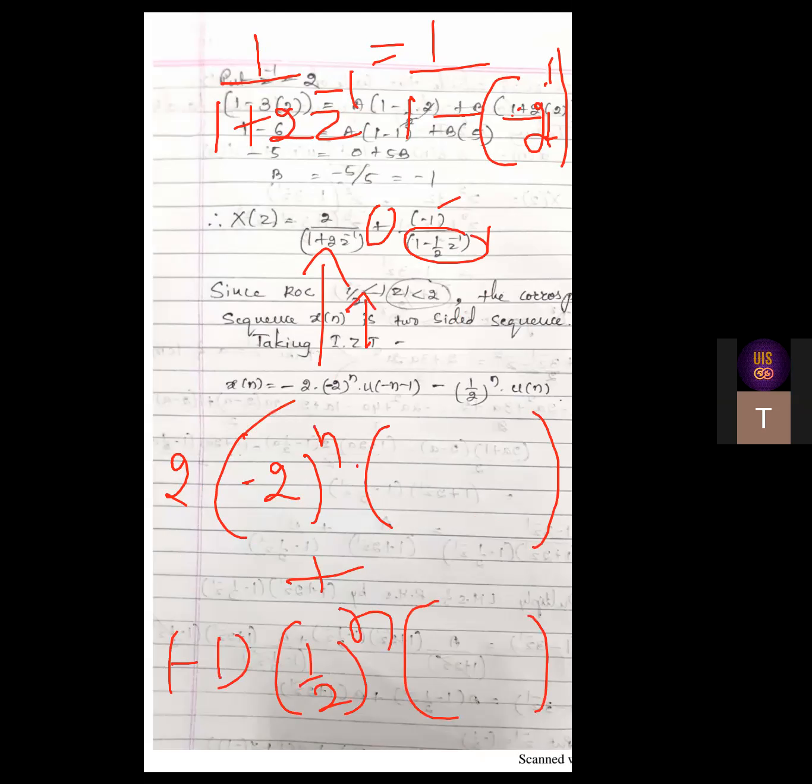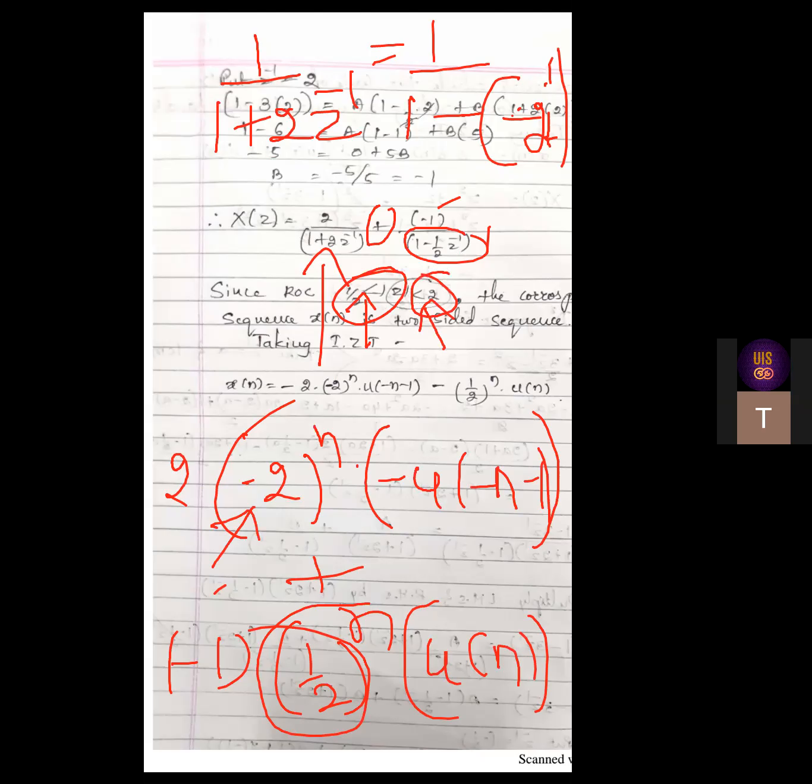So we have two terms here. Greater than half means this term, so this should be u of n. And it should be less than 2. Less means the second term, so it should be minus u of minus n minus 1, because greater means outside the circle, the sequence is a right-handed sequence. Less means inside the circle, the sequence is a left-handed sequence.